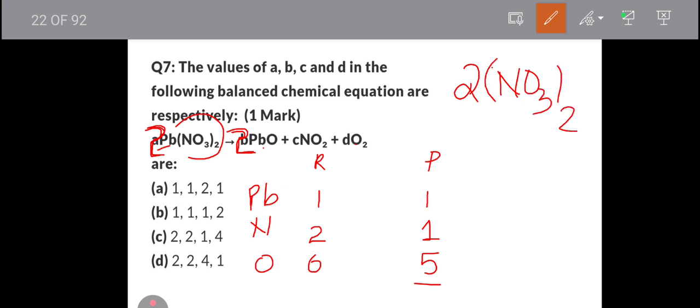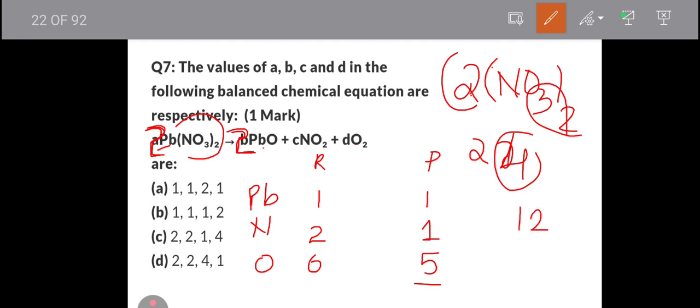NO3 twice. So this 2 I am not writing, let it be. We have already discussed what we will get. 2 nitrogen, so 2 into 2, altogether we will have 4 nitrogen. 6 oxygen is there already, along with that 2 came, so 6 into 2, that is 12 oxygen we got. So we have 4 nitrogen and 12 oxygen. Here you have only 1 nitrogen, so you have to make it 4. So you will put 4.